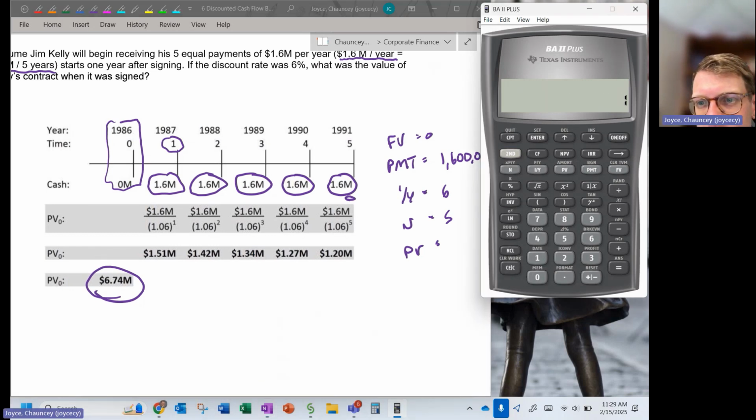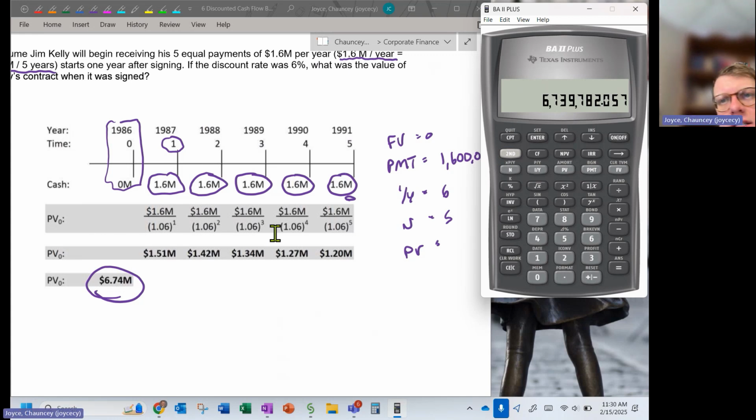So 1.6 million, 1,600,000 is your payment. There's no future value. Just think of that as there's no additional lump sum at the end of the period. There's just those 5 payments. Your discount rate is 6, and we're going to compute for the present value. So that is the 6.74 million right there. I just rounded a little bit.